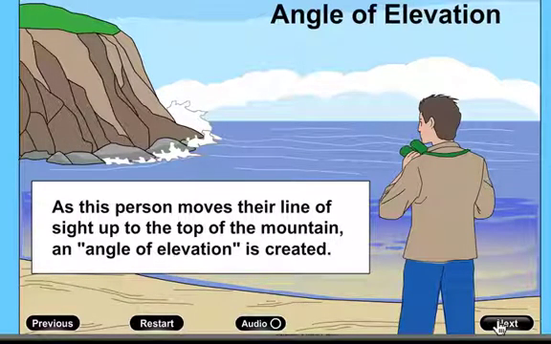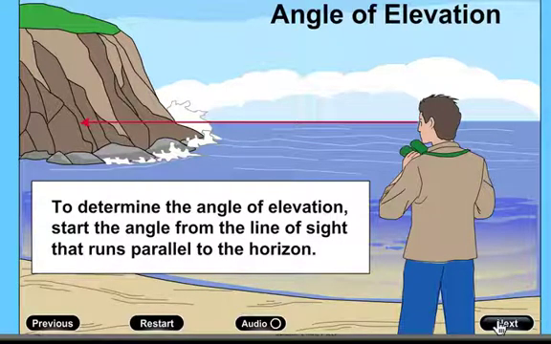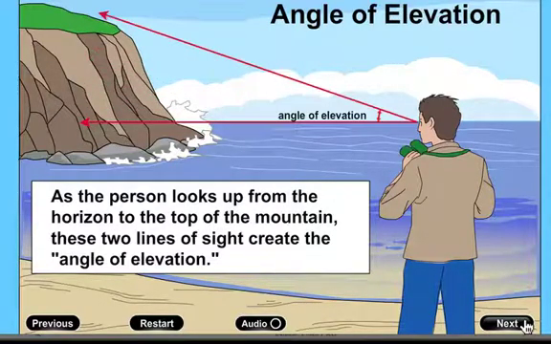So as a person moves their line of sight up to the top of the mountain, an angle of elevation is created. So if we take a look, this is the line of sight, and it's parallel to the horizon, or parallel to the ground. As a person looks up to the top of the mountain, there is an angle of elevation. So our line of sight, if there is an angle up from that, that's our angle of elevation.